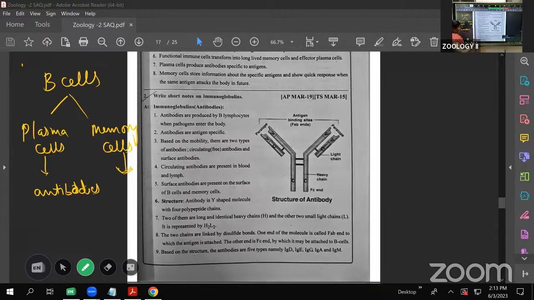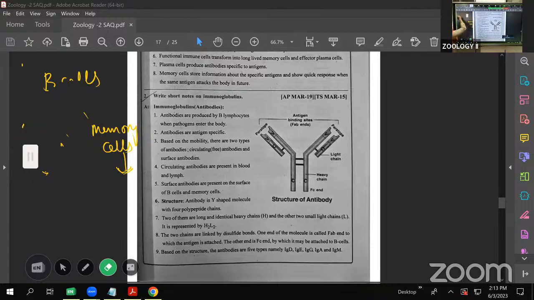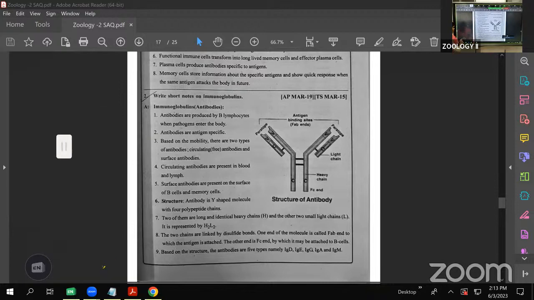Clear? Next we are going to discuss one more important question, that is the immunoglobulins. That diagram is visible, that is the immunoglobulins. See here, what about the immunoglobulins? Immunoglobulins are also called antibodies. The B cells are producing the antibodies. Another name for antibodies is immunoglobulins. Simply, they are Y-shaped structures.